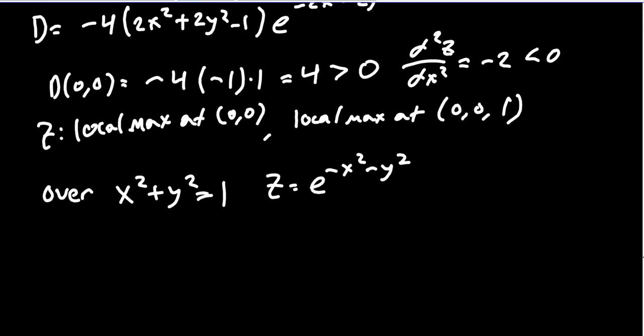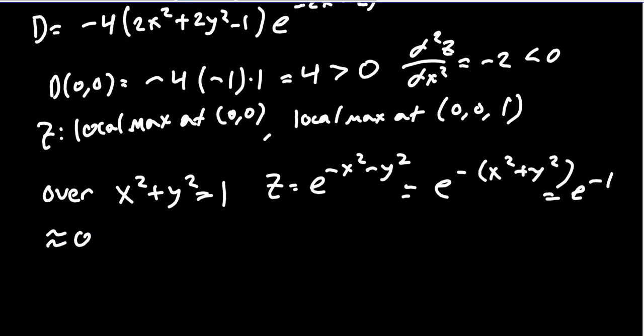And essentially, this is also equivalent to e to the negative x squared plus y squared. And according to this, x squared plus y squared equals 1, so we can just substitute it right in. So e raised to the negative first power, which is approximately 0.37 if you type it into your calculator.